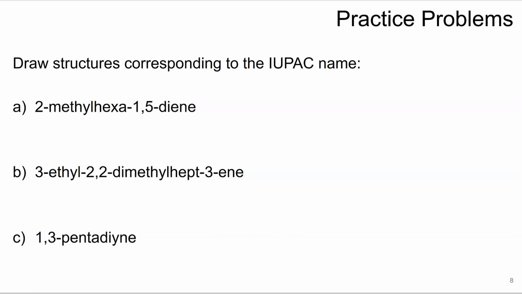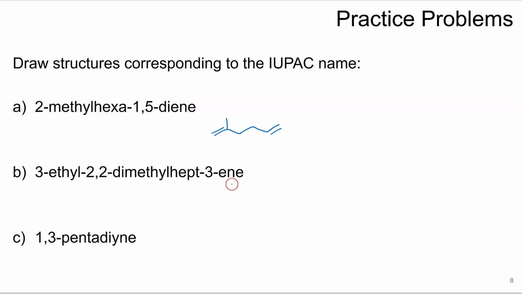And here are some problems where you can practice drawing the structures. 2-methyl hexa-1,5-diene. Hexa tells us I have 6 carbons. Diene means I have 2 double bonds starting at 1 and 5. And 2-methyl, there's a methyl group at 2. So that's how you would draw that one.